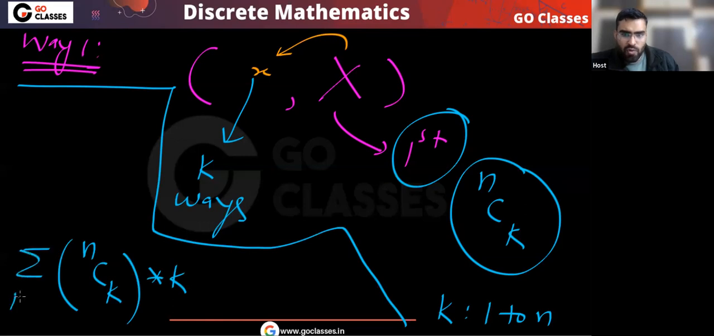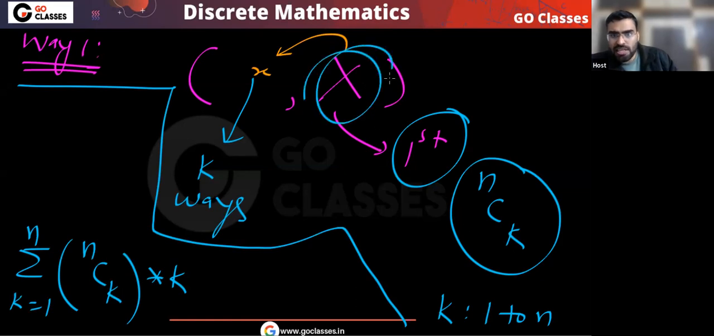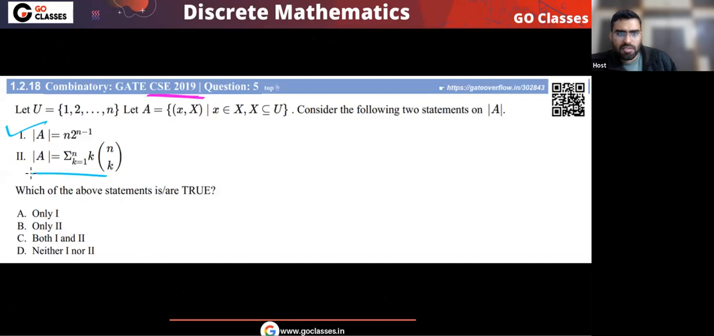And this K is going from where to where? 1 to n. This K, how many people you are selecting? This K is going from 1 to n. And this is your option number 2. So the answer is what?